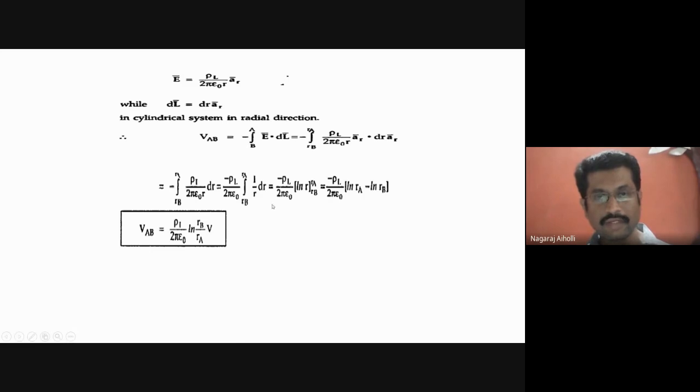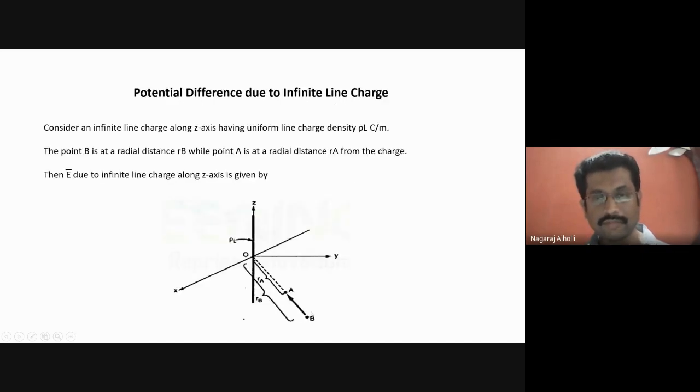So it is minus rho L by 2 pi epsilon naught ln R, then over the limits RB to RA. Lower limit to upper limit. It is minus rho L by 2 pi epsilon naught ln RA minus ln RB. Upper limit is ln of RA minus lower limit ln RB. That is, VAB will be equal to, this minus is here outside. If I multiply this minus 1 inside, what I will get? ln RB minus ln RA. Yes, rho L by 2 pi epsilon naught into ln RB minus ln RA. That is ln RB by RA. So I am writing VAB is equal to rho L by 2 pi epsilon naught ln of RB by RA volts. This is the value of potential difference VAB, or the value of potential between point A and point B due to the infinite line charge lying on the z-axis.